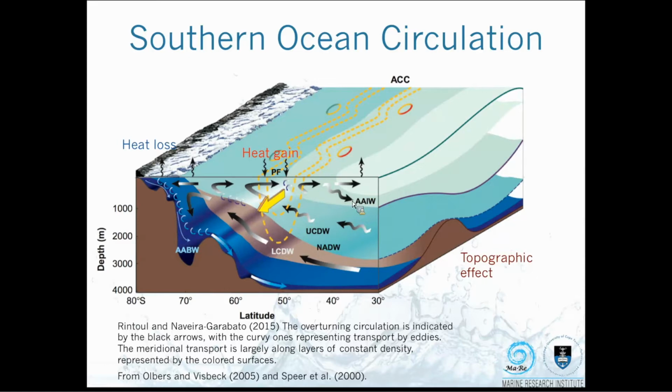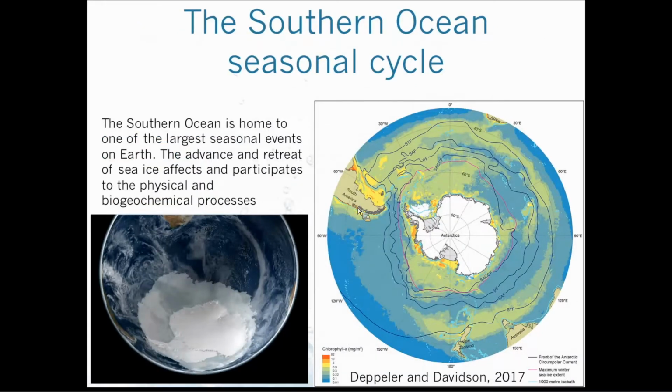So this is what everyone talking about the major structure of the Southern Ocean would start from. But actually the Southern Ocean is not a static thing. This is a dynamic equilibrium, which is largely affected by seasonal processes. So the Southern Ocean is home to one of the largest seasonal events on Earth. And this is linked to the advance and retreat of sea ice, which affects the physics of the ocean, as well as its biology and biogeochemistry. So it participates in these processes and sets the conditions that contribute to them.